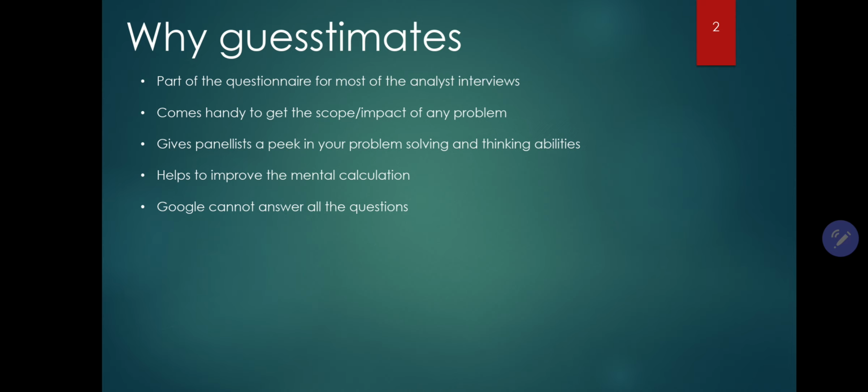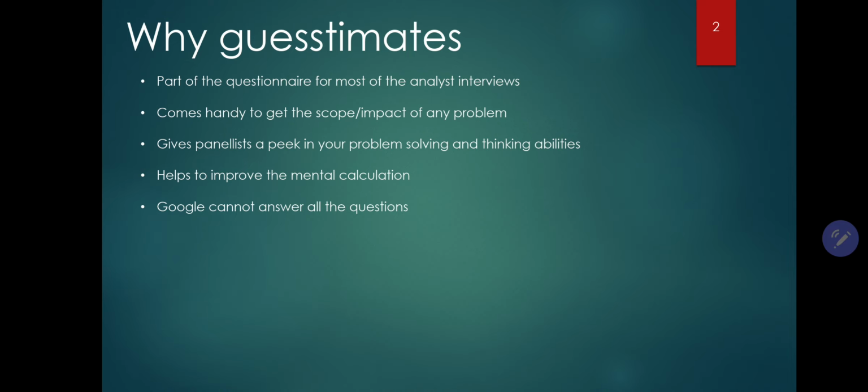It also helps to improve mental calculation, because in guesstimations, because of time constraints, you have to make the calculations very quickly, for which you do most of the calculation in your mind, which basically improves your simple calculations like additions, multiplications, like that.